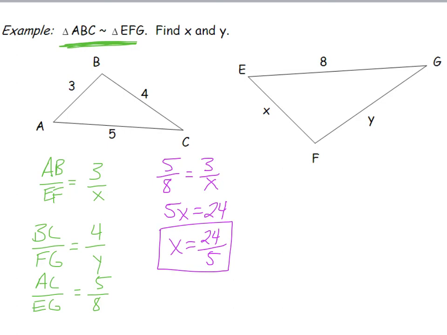Now, we're going to do the same thing. We're going to use the 5/8 this time, but instead of using the AB over EF ratio, we're going to use the BC over FG ratio, and that ratio was 4 over y. Cross multiply here, I get 5y equals 32. Divide, I get y is 32/5.